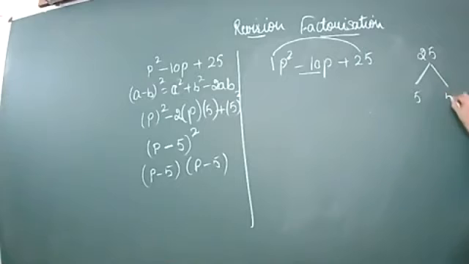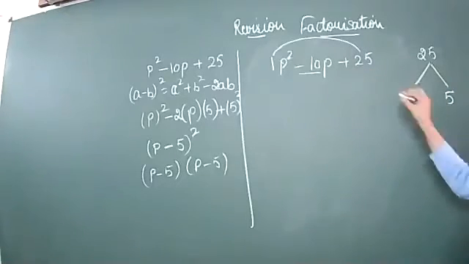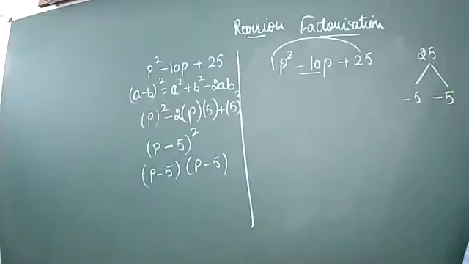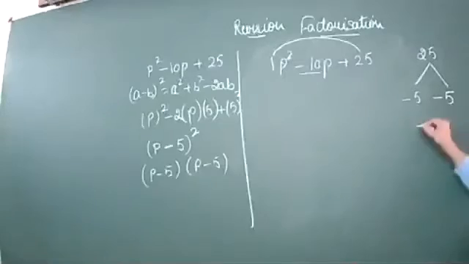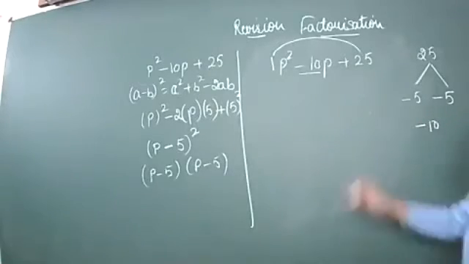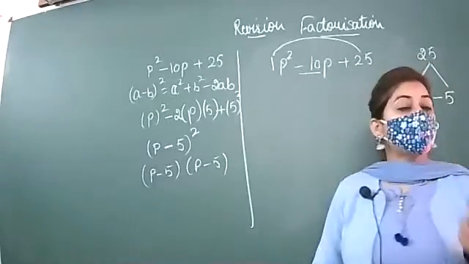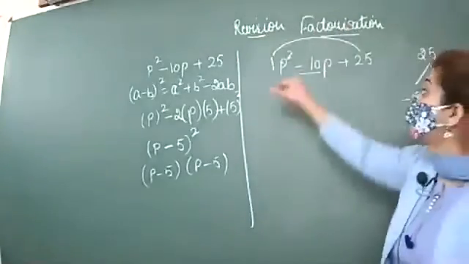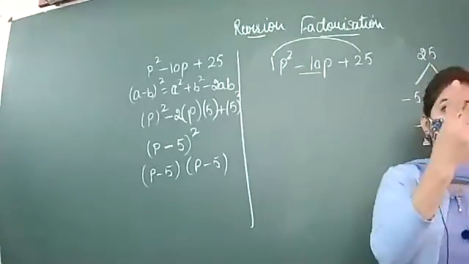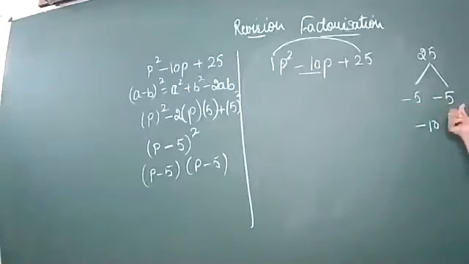So 5 fives are 25. You want minus 10, so it will be minus 5 and minus 5. Got it? So when you add them, minus minus will be plus. You will add the numbers and the sign will be that of the greater, that will give you minus 10. So the name of the method is middle term splitting method. In this case, you will split the term into 2 parts, and the 2 parts are minus 5 and minus 5.